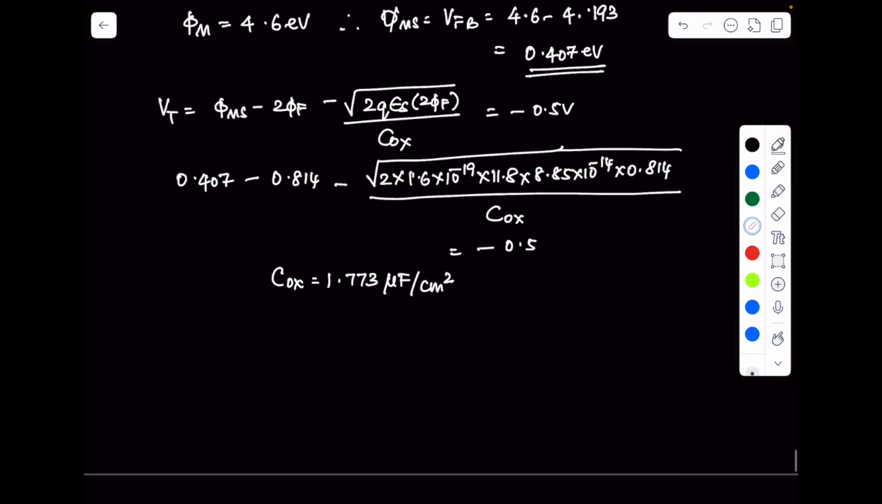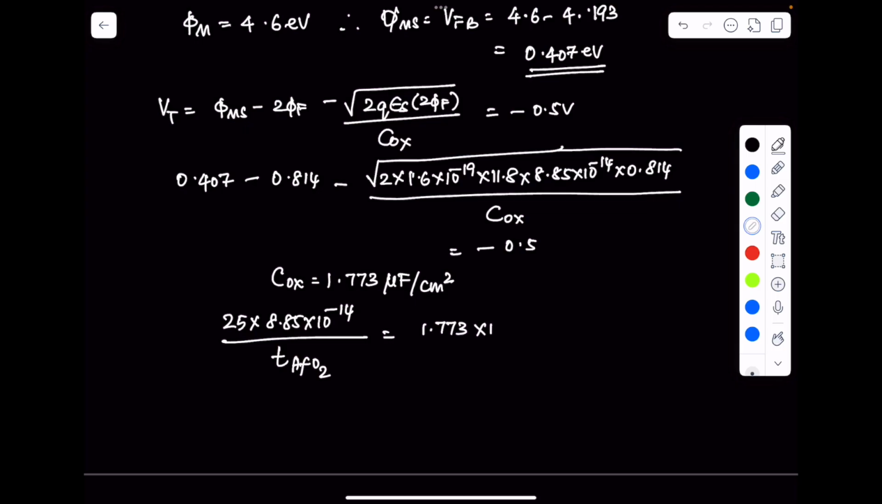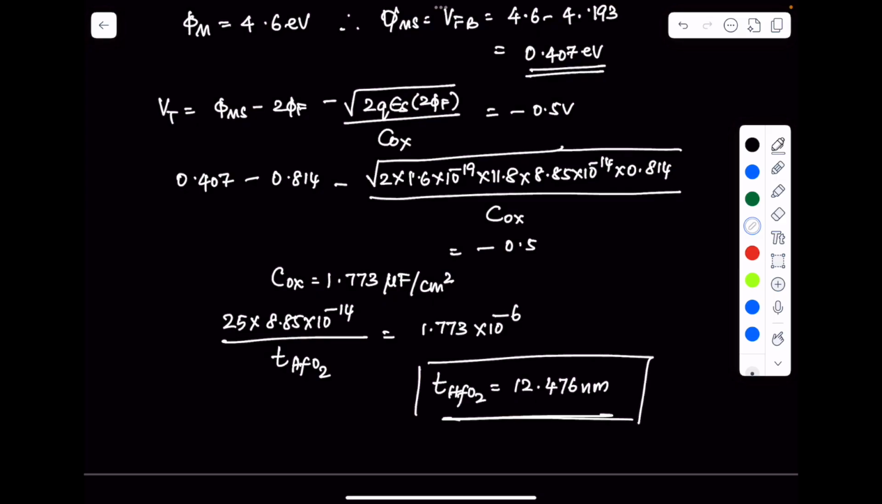And we know that this is hafnium dioxide. So therefore I have 25 into 8.85 into 10 power minus 14 divided by T hafnium dioxide, which should be 1.773 into 10 power minus 6. So your T hafnium dioxide is actually 12.476 nanometers. So that's the thickness of the hafnium dioxide needed to get a VT of half a volt.